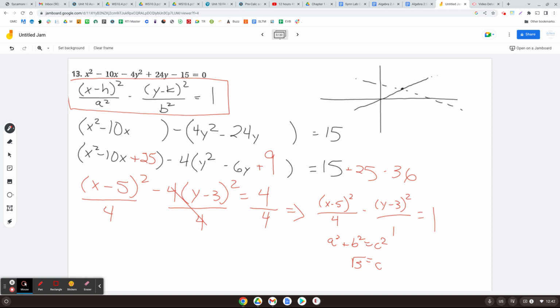The foci are radical 5 to the right of the center. So the foci would be, yeah, this is so tricky. So I have to write this number in here. This is 5 comma 3. So this one must be, nope, 5 plus radical 5 comma 3. And then this one would be 5 minus, no undo button on this version. 5 minus radical 5 comma 3.